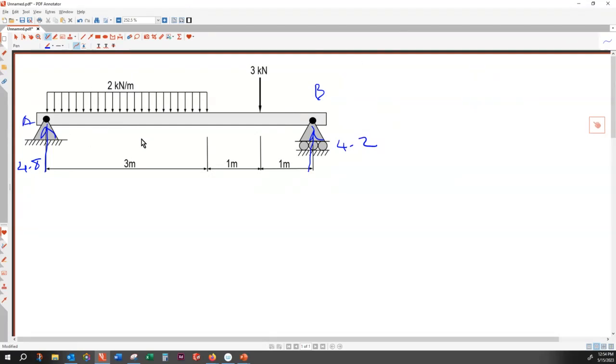Now, to start solving this problem, I need to find the number of zones. How many zones are here? Zones of loading. Let me call this point C and this one point D. There is one zone between A and C, a second zone between C and D, and a third zone between D and B. So there are three zones.